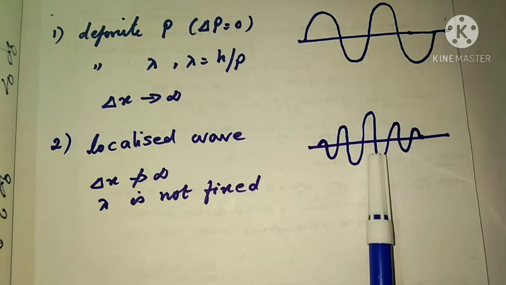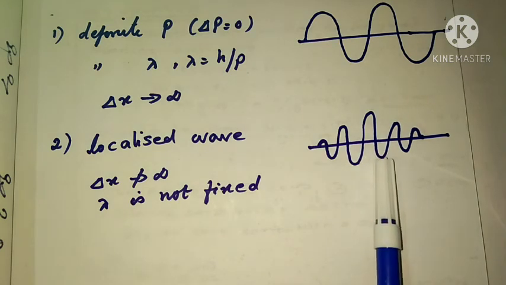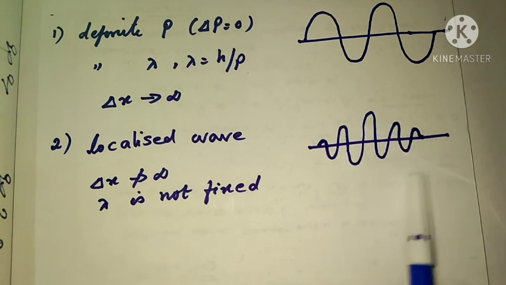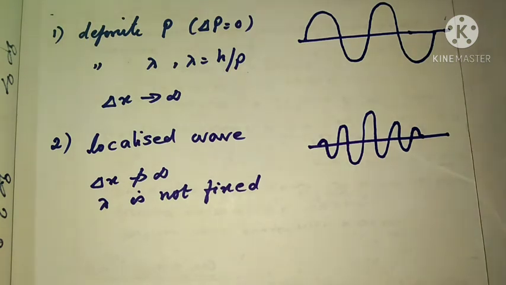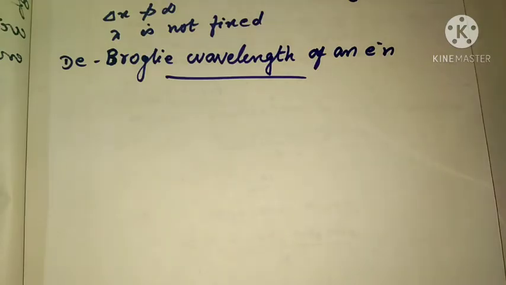So here the electron is localized in a finite region. So that represents the localized wave. Okay, so in this way de Broglie relation is inconsistent with the Heisenberg's uncertainty principle. So in general we can say that we cannot find the exact position and momentum of a wave at the same time. Clear?